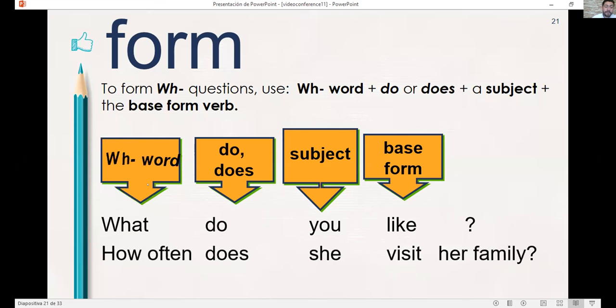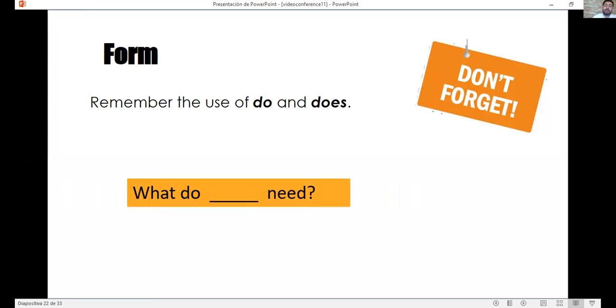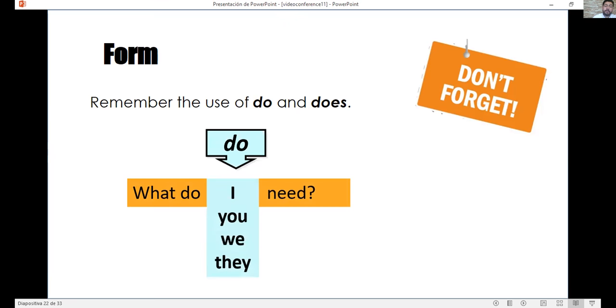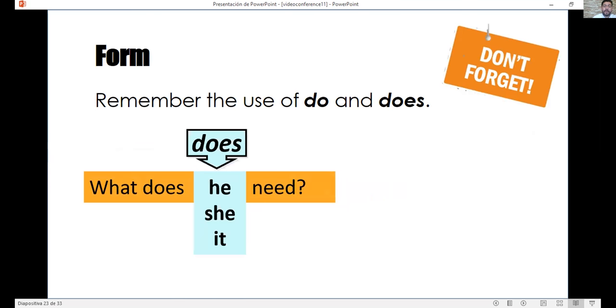Y la otra sería como how often. Aquí está el WH word, que es how often. Ocupo does, porque ocupo la tercera persona, que es she. Visit, el verbo en su forma base, y luego el complemento. Okay? Eso es solo como un repaso a lo que ya estuvimos viendo. And you have to remember, okay, que cuando ocupo el do, lo ocupo para I, you, we, y they. No se les olvide. Y luego, para el does, ocupo he, she, and it, okay? He, she, and it. Okay, very good.